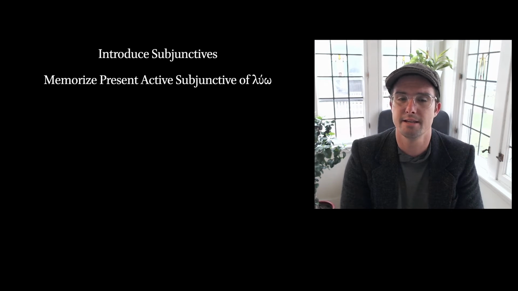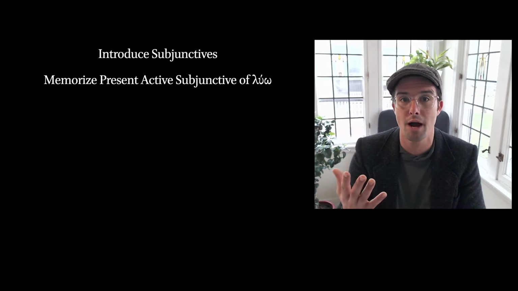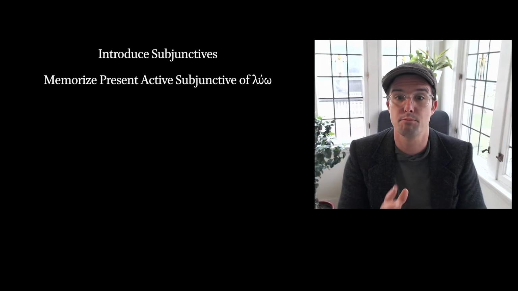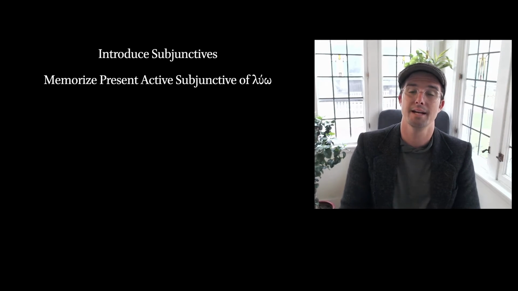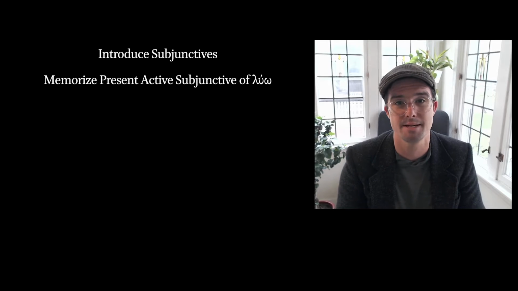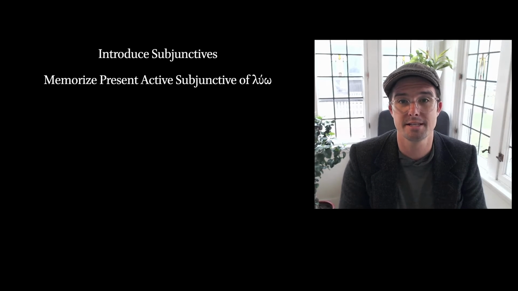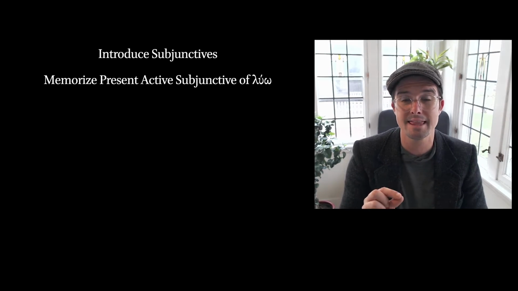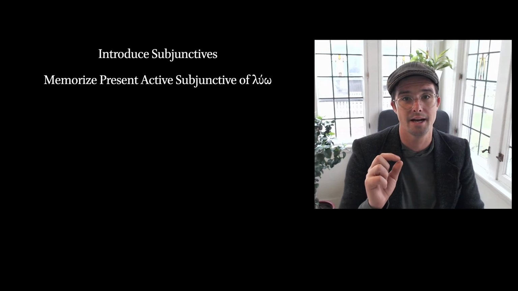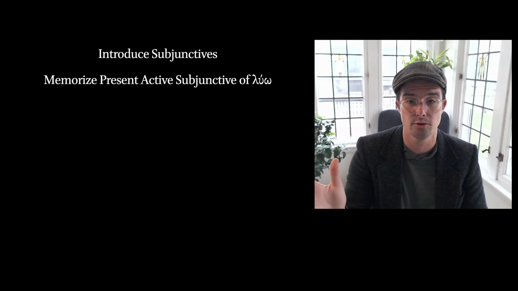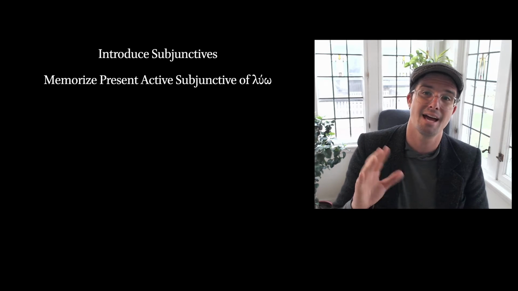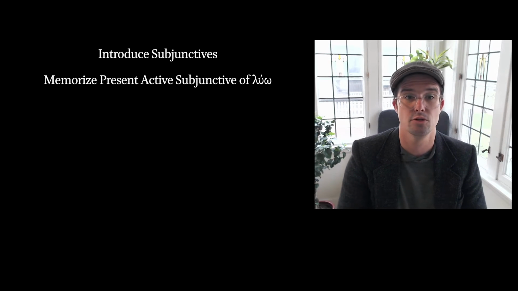The first is subjunctives, and you should memorize for the grammar quiz the present active forms of the subjunctive of luo. To give you a little preview, what's characteristic of the subjunctive is a lengthened connecting vowel, either an omega or an eta. The omicron is going to lengthen to an omega in the subjunctive, and the epsilon connecting vowel is going to lengthen to an eta.